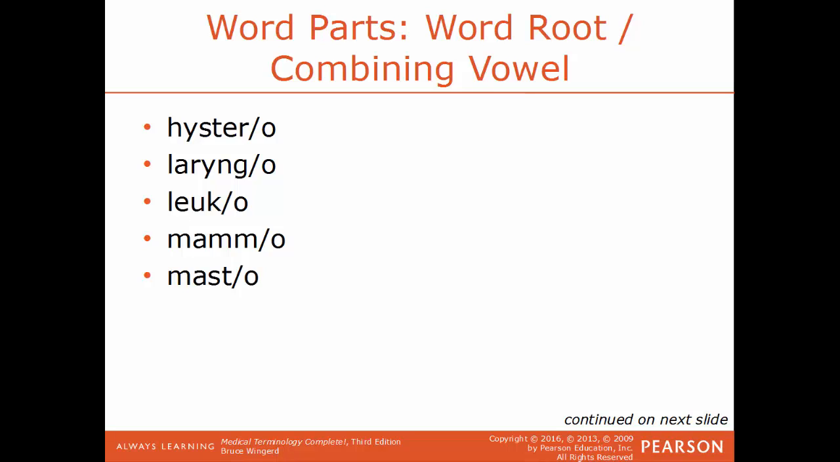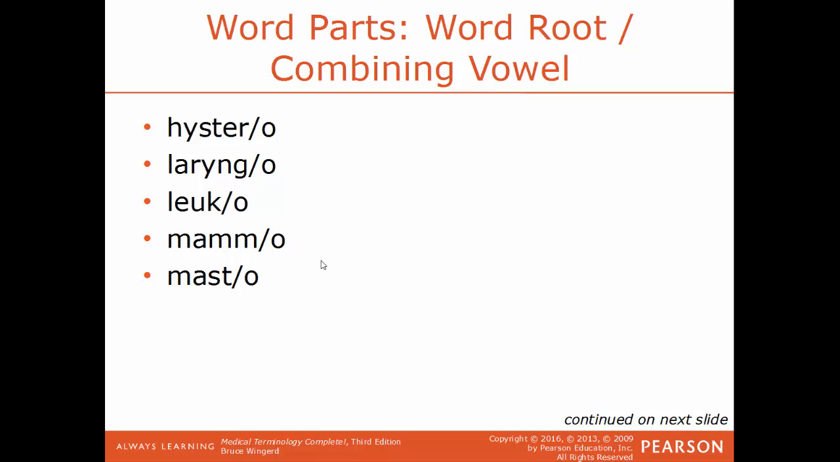Laryngo refers to the larynx or the voice box. Leuco is reference to white, such as a leukocyte is a white blood cell. And the last two on here, mammo and masto, are both a reference to breast. So it just depends on what type of term that you're using. But both of these terms will reference the breast. Like a mammogram, a test that will help scan for breast cancer.